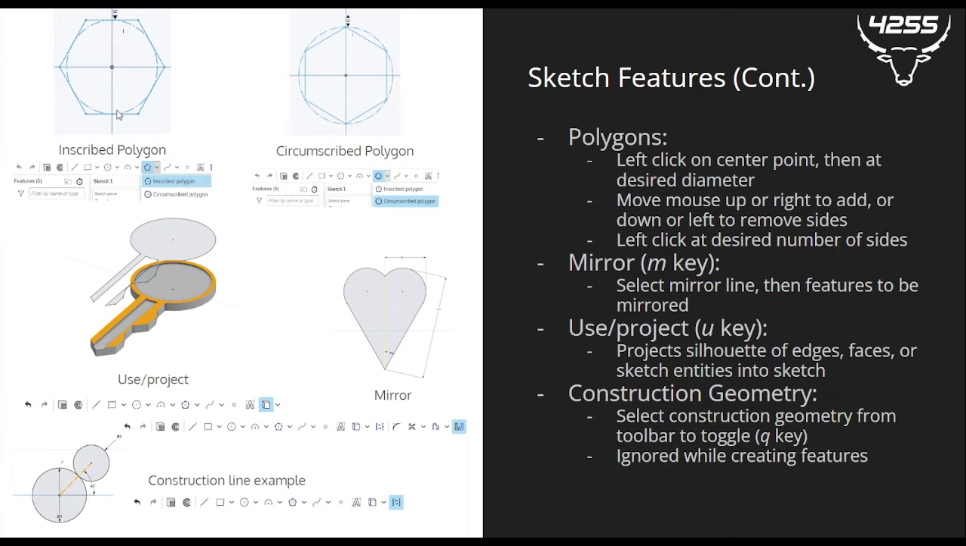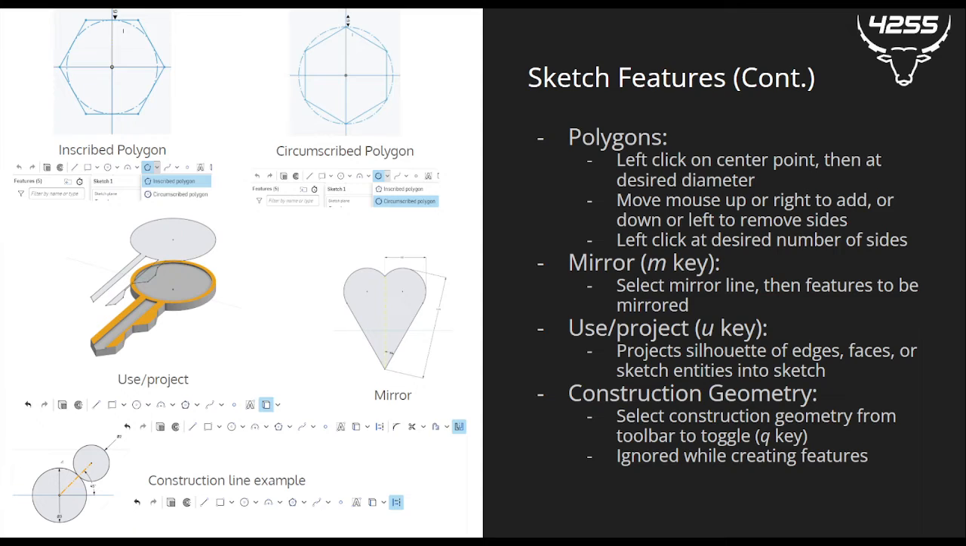So you're defining a diameter that's equal to the closest points on the polygon, whereas in a circumscribed polygon, as you can see, the circle representing the diameter is touching all of the farthest away points on the polygon. So you're setting a diameter that's equal to the distance from this point to this point. So I'll demonstrate both of those.